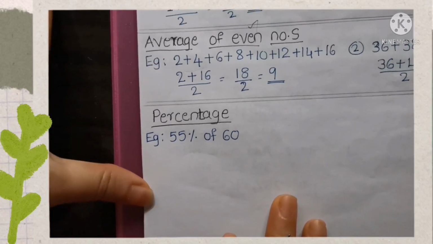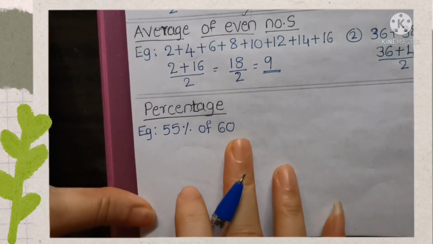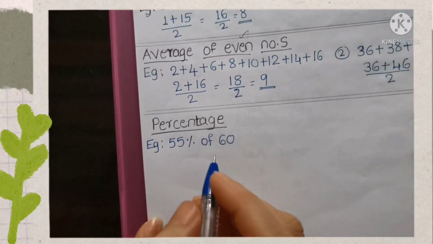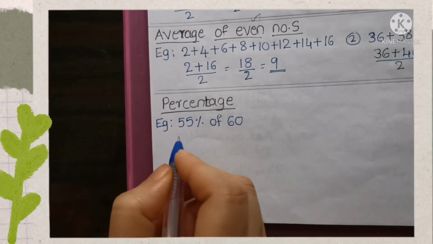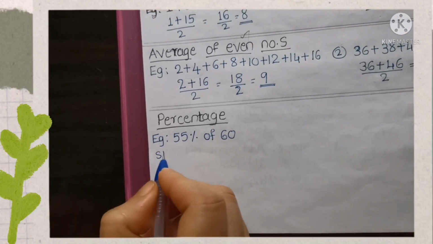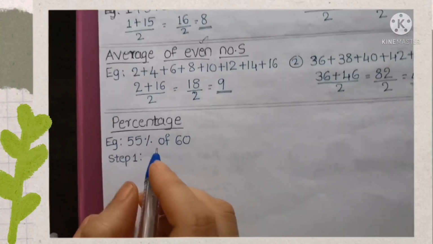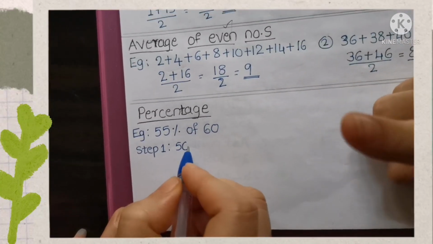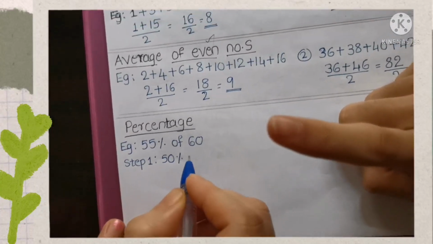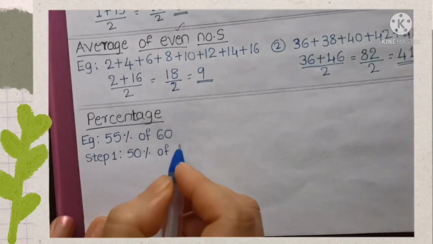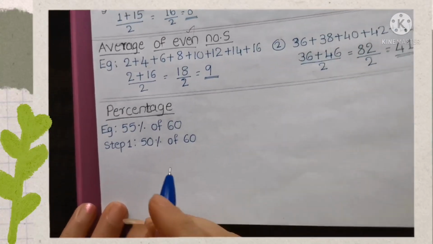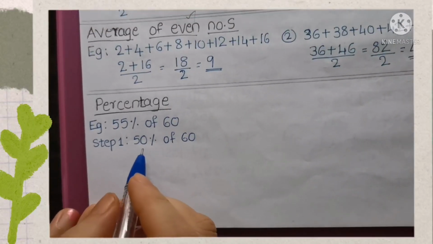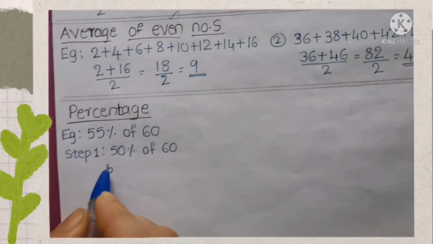So, our example is 55% of 60. In this, first we will split 55 into 50 and 5. So in the first step, we have to find the percent of 50.